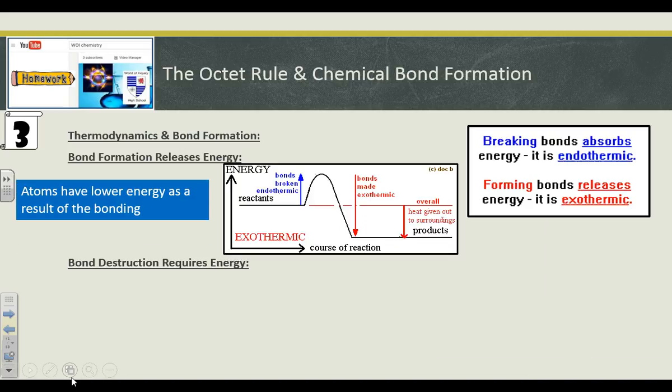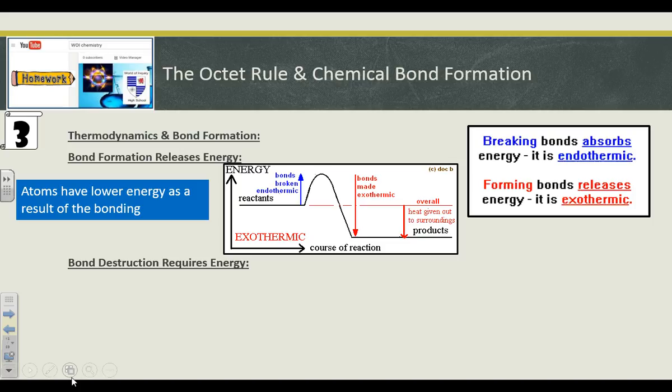When I form a bond, the atoms go to a lower energy state as the result of the bond. And here's the picture where I start at this energy level. There is a jump, but then I end at a lower energy level. Okay, so this is the kind of picture I need you to draw. We will go into these in detail later, but this is an exothermic reaction. Bonds forming releases energy. That's what you need to know.